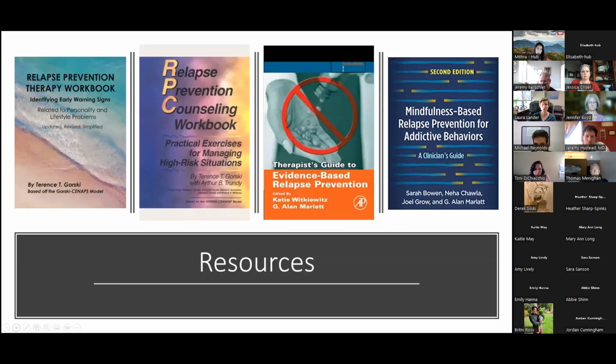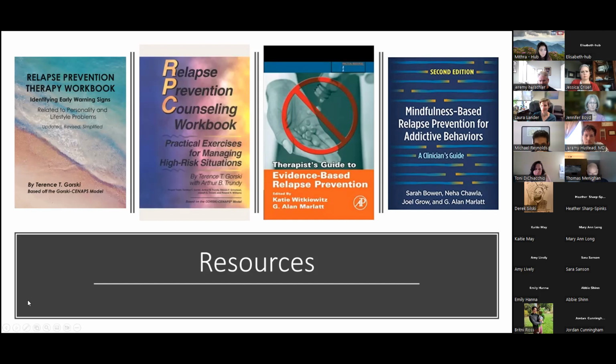And then in terms of books or resources, there's a second edition of Mindfulness-Based Relapse Prevention that just came out recently. There was a first edition that we'd used in some research here. And this is the second edition, which is great. And then Gorski has a workbook for patients, which can be a helpful resource. And then there's an evidence-based relapse prevention guide for therapists. That's a really good resource. So any of those books can be found on Amazon.